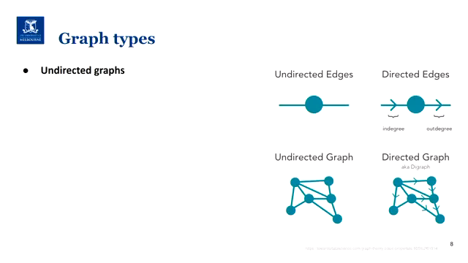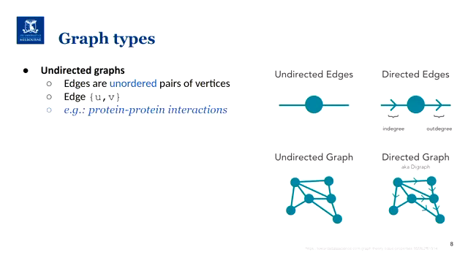So if we go on to a few different graph types, the first one will be undirected graphs. If our edges don't have any direction, we would have an undirected graph, and we will consider the edges as an unordered pair of vertices. For instance, edge UV is an unordered pair. It doesn't matter if there is a direction from U to V or from V to U. And this could be quite relevant for a problem, for instance, if you're modeling protein-protein interactions.